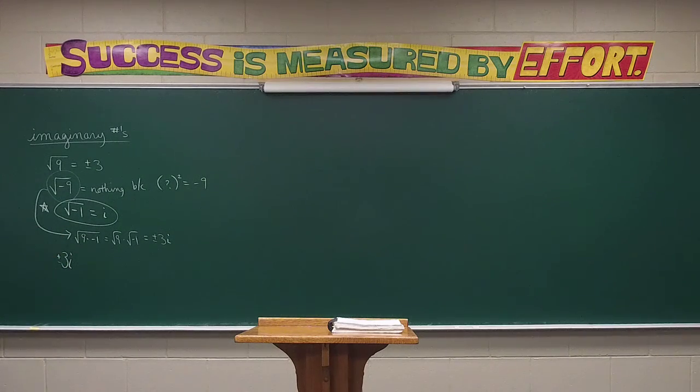So write this down in your notes, something from your algebra class. If you see the square root of a negative, first, and underline the word first, pull out your i. See the square root of a negative, pull out your i first.